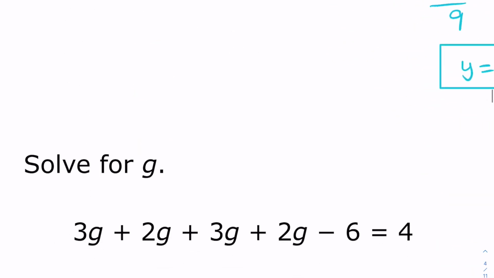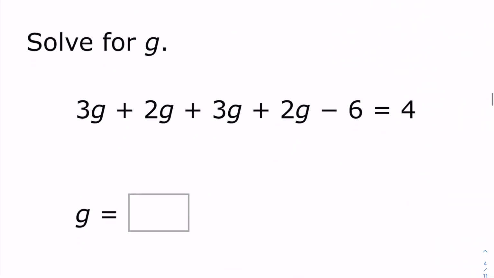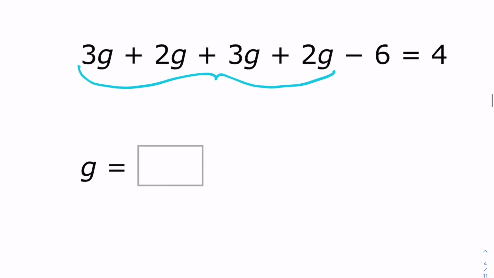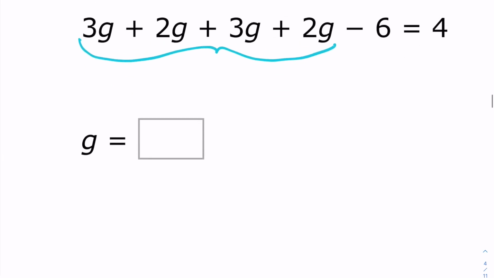All right, the next one, solve for g. I'm going to combine a lot of things. I'm going to do this all in one step, make it a little bit easier for me. I'm going to combine all of these into one item. So 3g plus 2g plus 3g plus 2g. We have 3 and 3 is 6, 7, 8, 9, 10. So this is 10g.